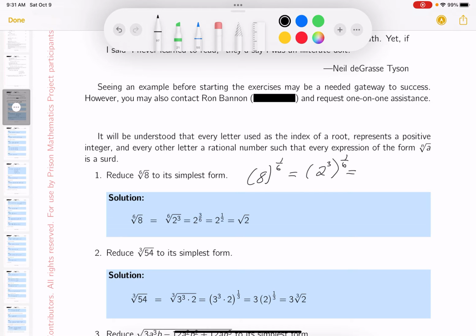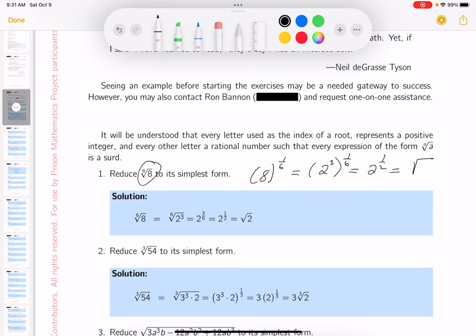I can use rules of exponents, and 3 times 1/6 is a half. Again, I want to point out the spoken roots: we're going to answer in a root, and the root would be the root of 2. So the 6th root of 8 is equivalent to the root of 2. That's done. Easy peasy, lemon squeezy.